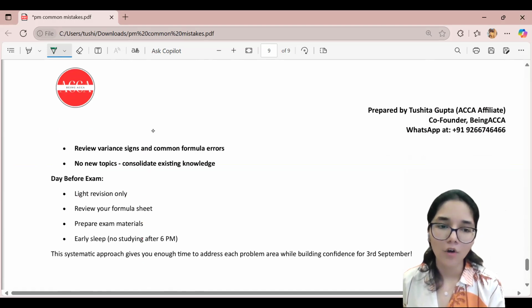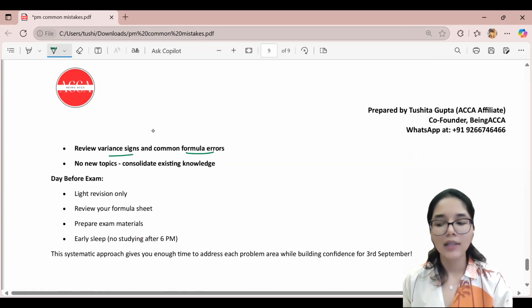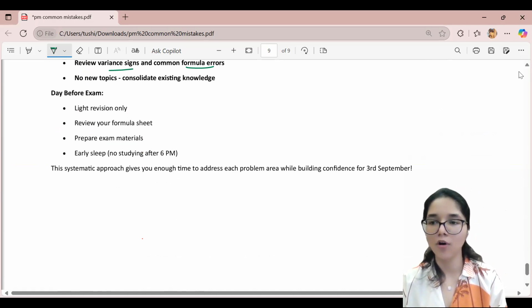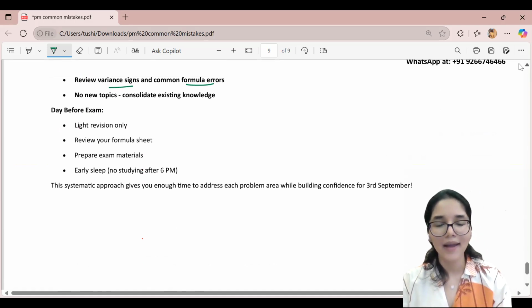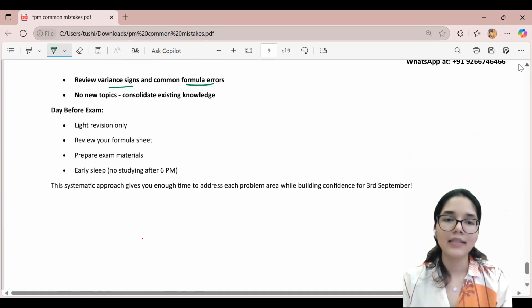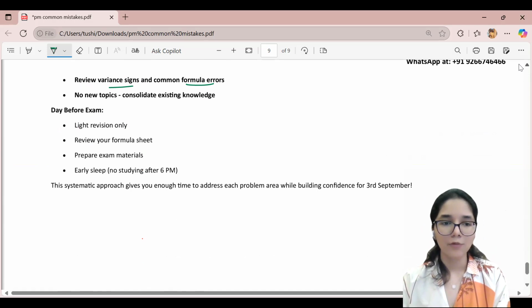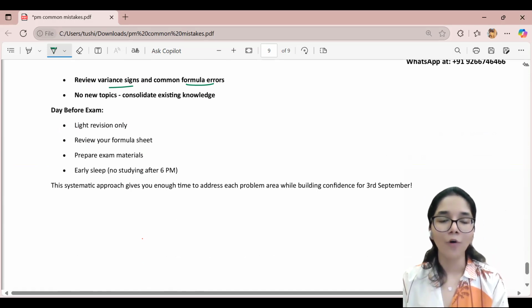Whatever common errors you have made in the formula, if you went wrong with the variance signs, review those things and ensure that you're keeping a note of them in a manner that you do not end up making these mistakes again.